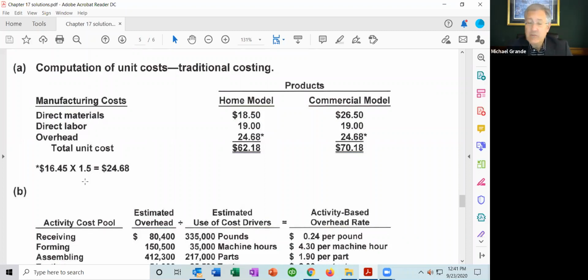Takes 1.5 direct labor hours per unit, works out to be $24.68. So that's how they came up with the cost per unit for the home model and how they came up with the cost per unit for the commercial model.